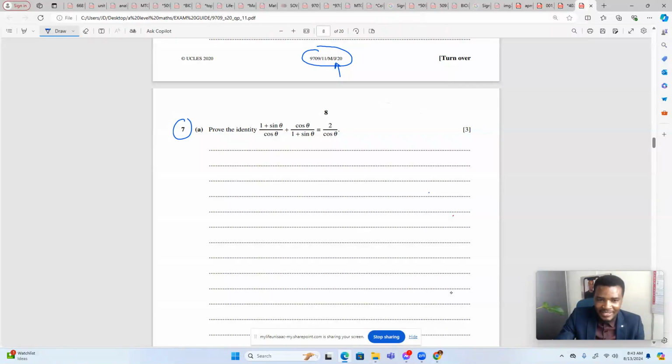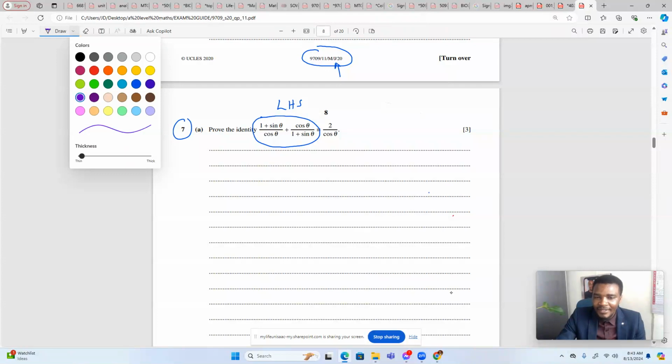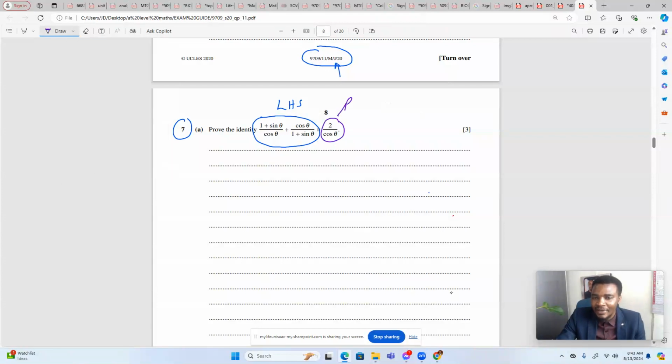Let's take a closer look at this identity. We have this side, which is our left hand side. We also have this term, which is our right hand side. So for us to prove this identity, we need to prove that the statement on the left hand side is equivalent to the statement on the right hand side, or vice versa. We can also prove that the right hand side is equivalent to the left hand side. But for you to do that, you need to be very careful when choosing the side that you need to deal with.